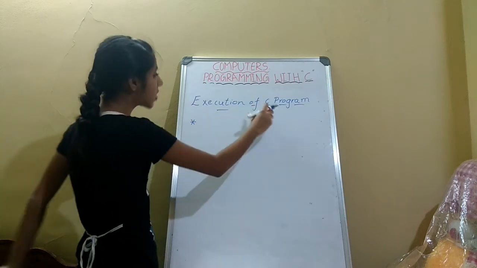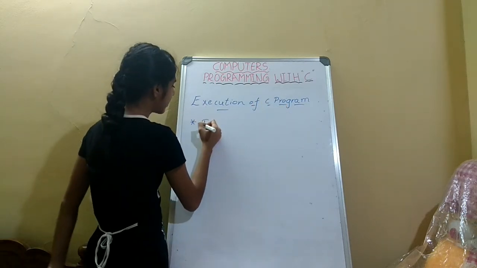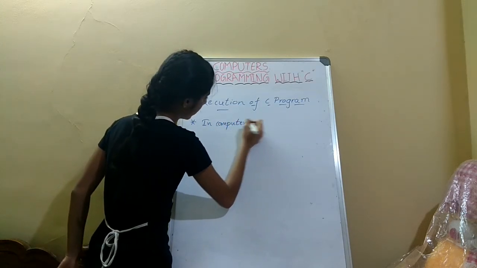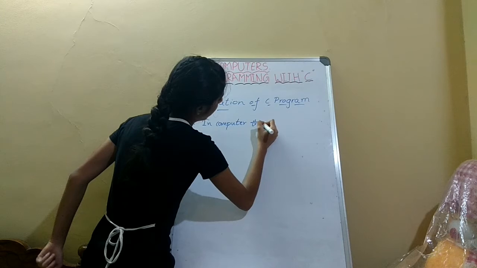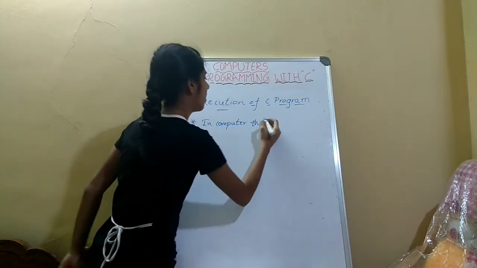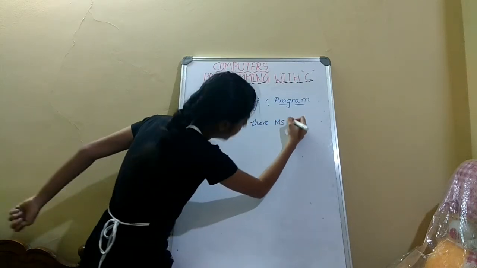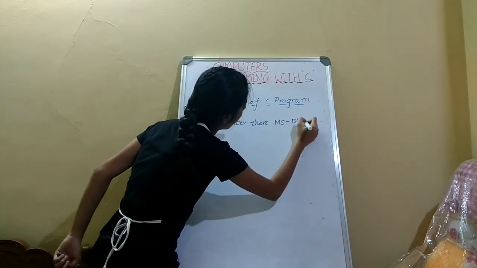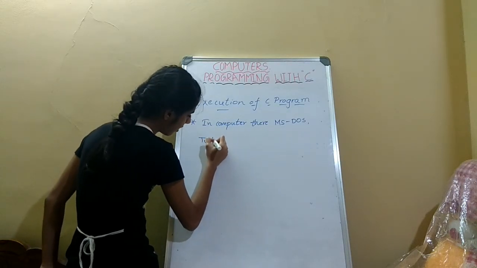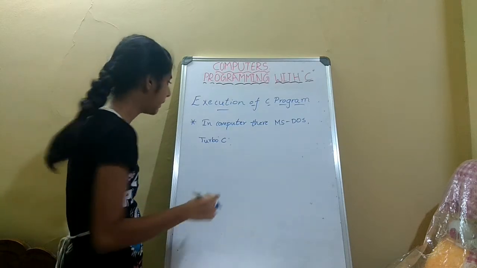So, execution of a C program. First point, in computers there are MS-DOS and Turbo C. These two are the programs in computers.